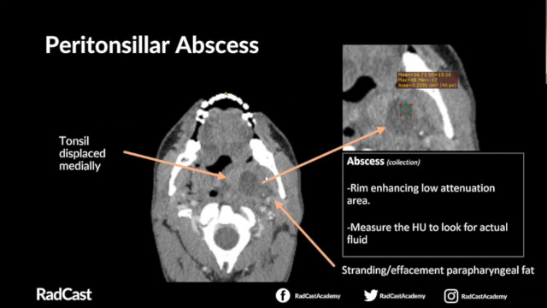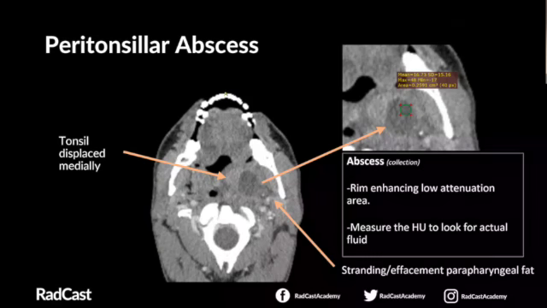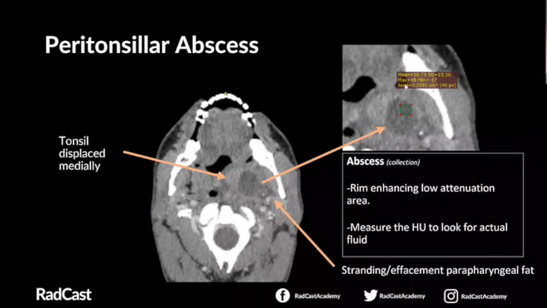With peritonsillar abscess, it's really good to look for your tonsil, and you'll see it displaced medially. You may have an abscess, so you're looking for a low attenuation area with rim enhancement, as you all know. I tend to measure the Hounsfield units.